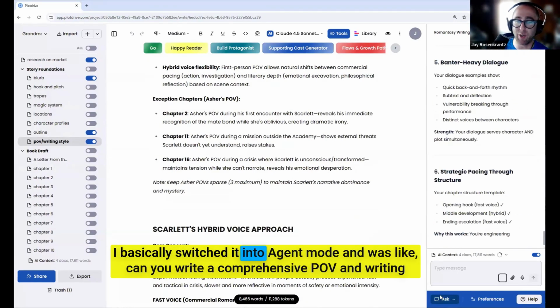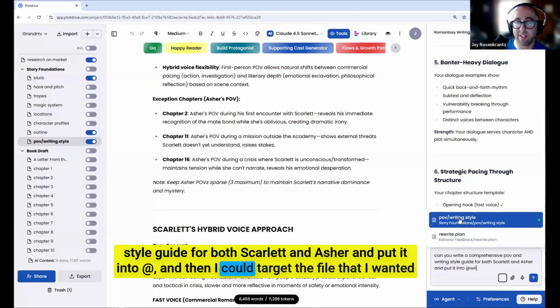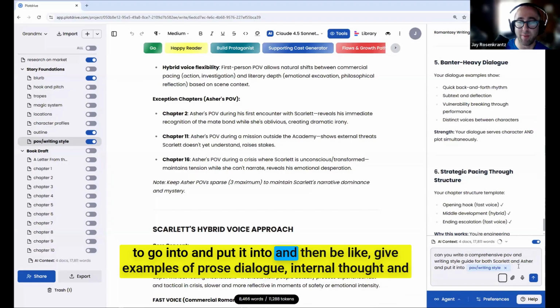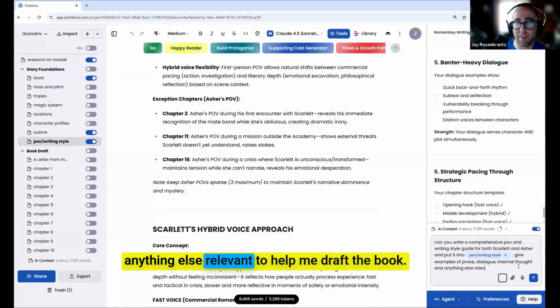I basically switched it into Agent mode and was like, can you write a comprehensive POV and writing style guide for both Scarlet and Asher, and put it into the file that I wanted to target. Then I asked it to give examples of prose, dialogue, internal thought, and anything else relevant to help me draft the book.